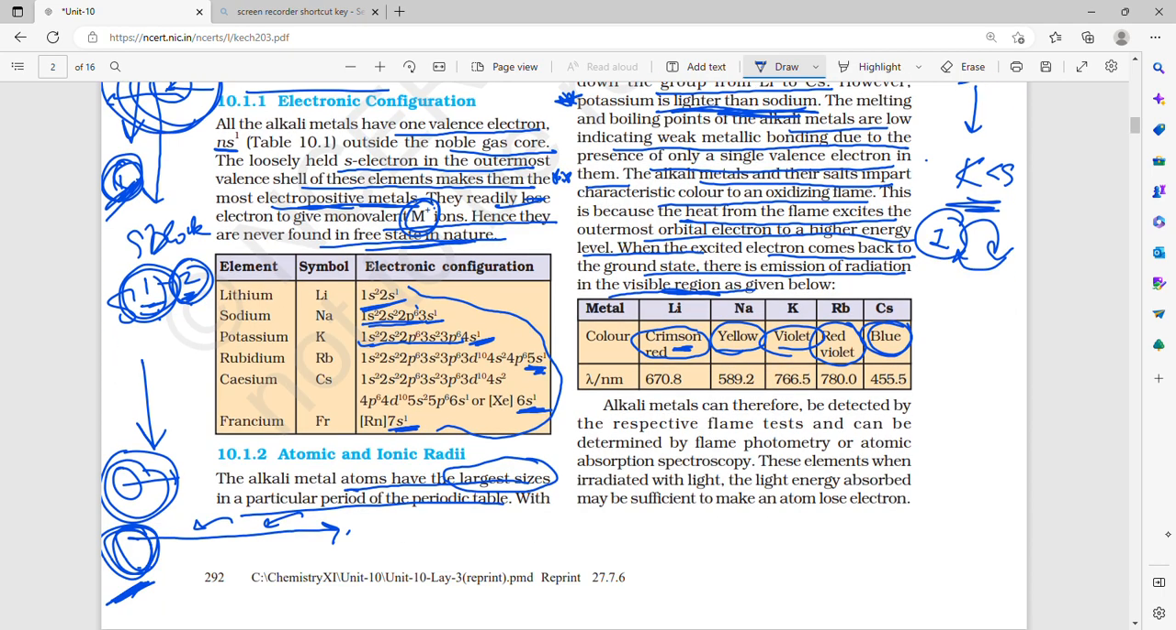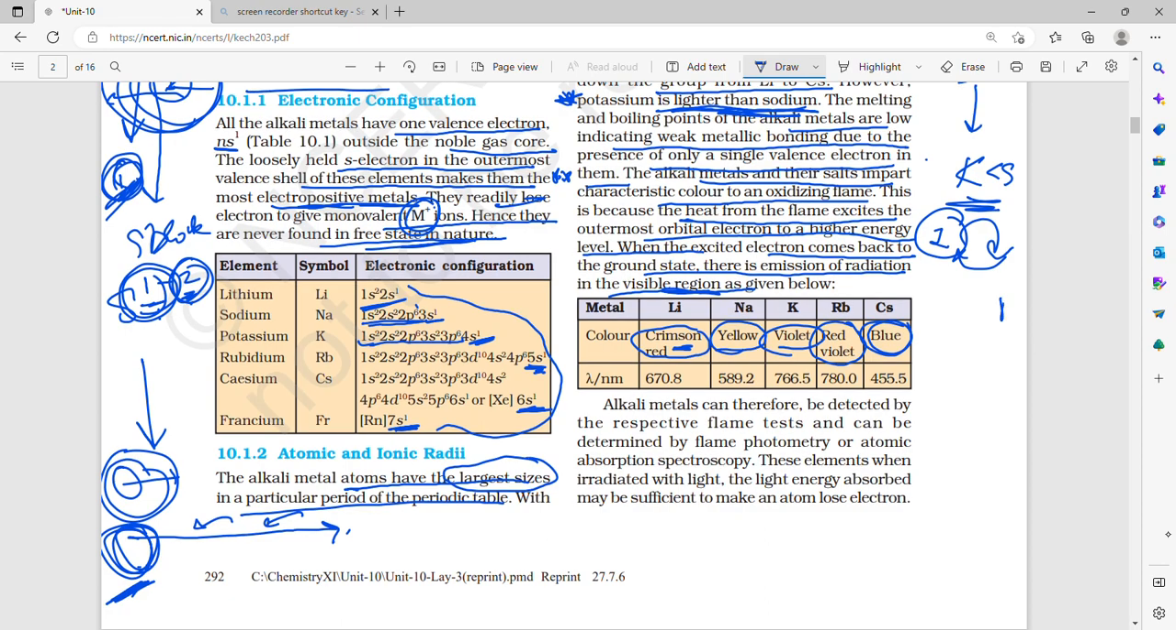So this needs to be remembered: the alkali metals and their salts give characteristic color to an oxidizing flame. That is because the heat from the flame excites the outermost orbital electron to a higher energy level, and when it comes back to the lower energy level, emission takes place. Coming back from higher to lower, emission takes place; lower to higher, absorption takes place.